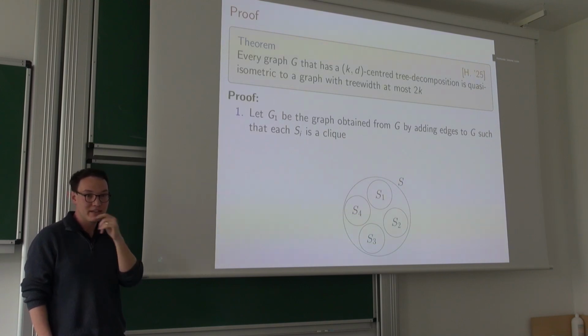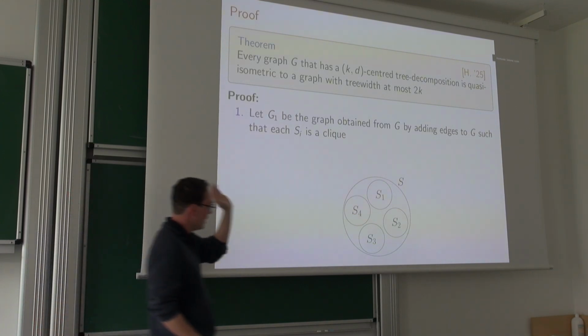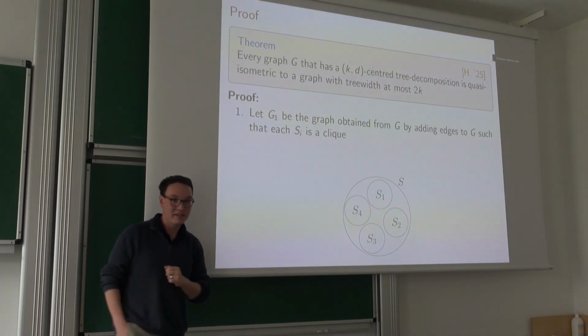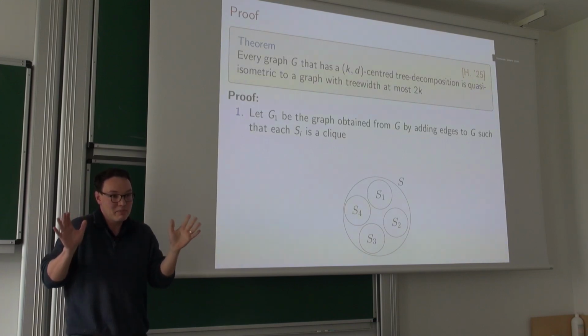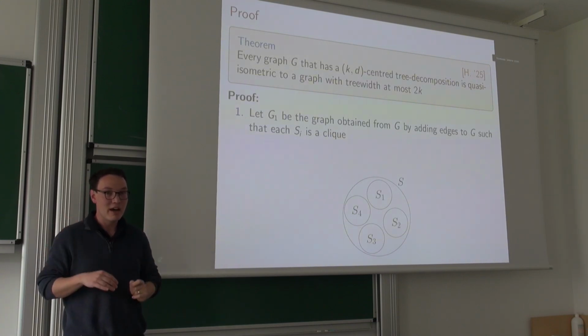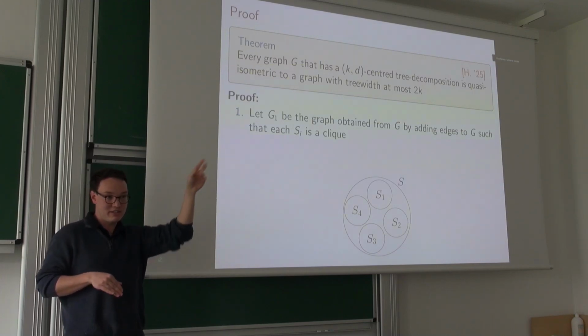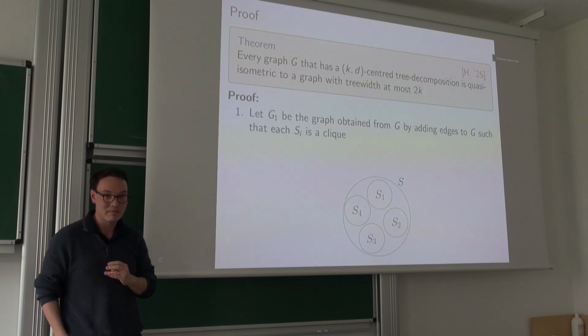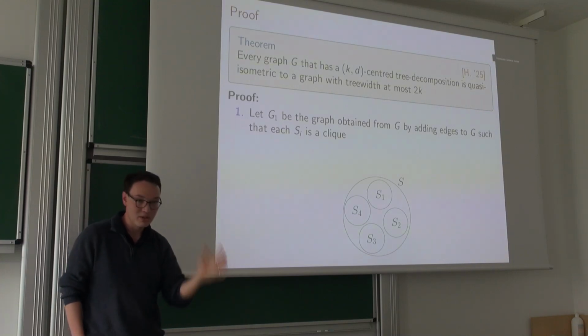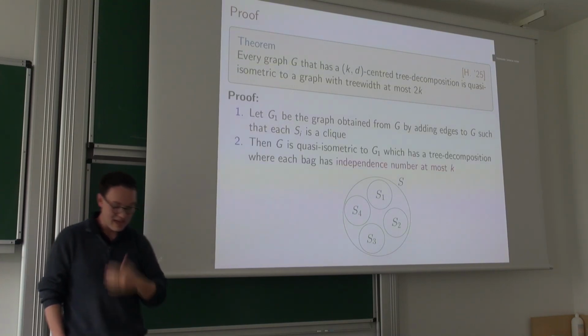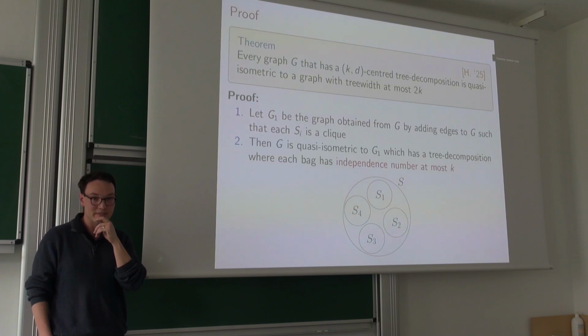So in this case, the independence number of a bag is going to be at most k. If you take a maximum independent set in a bag, you can only take one vertex from each of the cliques. You can't take two vertices from the same clique, because then they're adjacent. So that means we have a tree decomposition where each bag has independence number at most k.